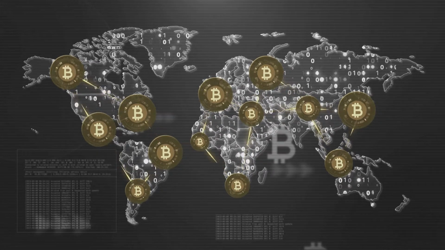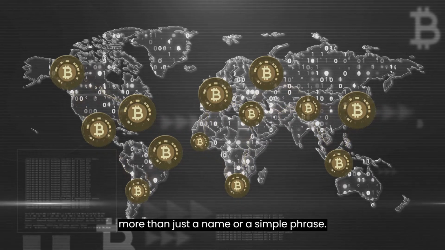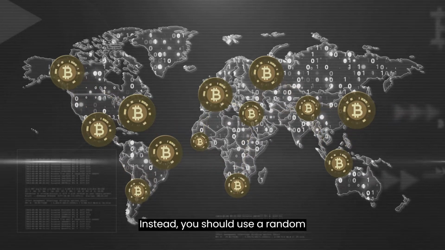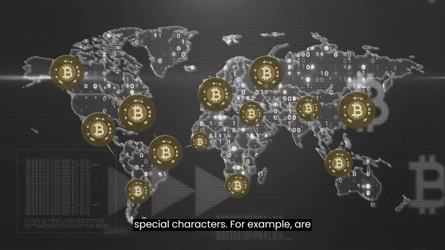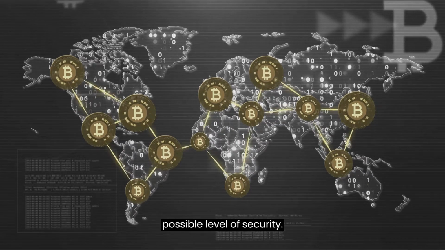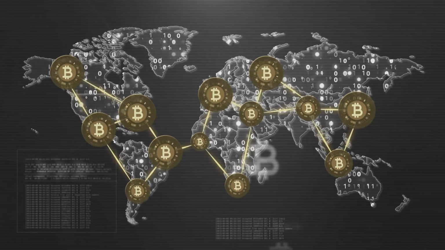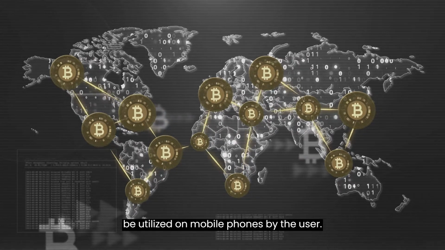Now, you need to come up with a secure password. You should use more than just a name or a simple phrase. Instead, you should use a random sequence of alphabets, numbers, and special characters, for example, R0M33A, to ensure the highest possible level of security. Fingerprint locks are an option that can be utilized on mobile phones by the user.